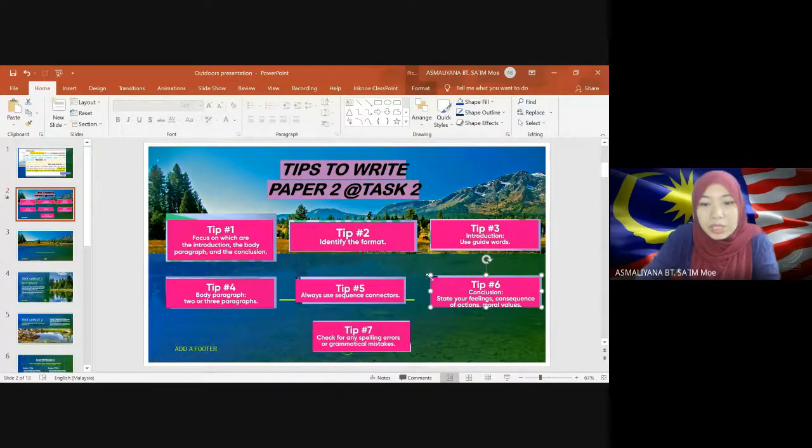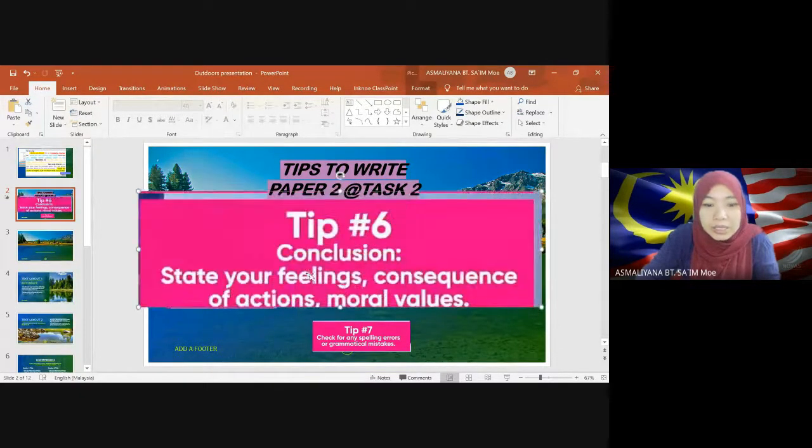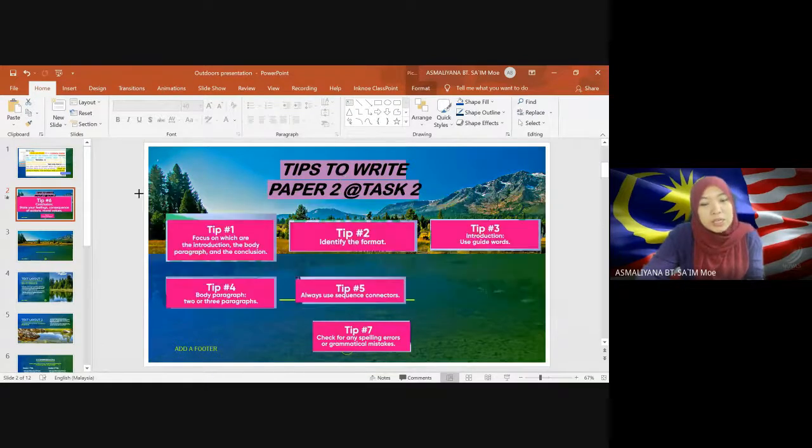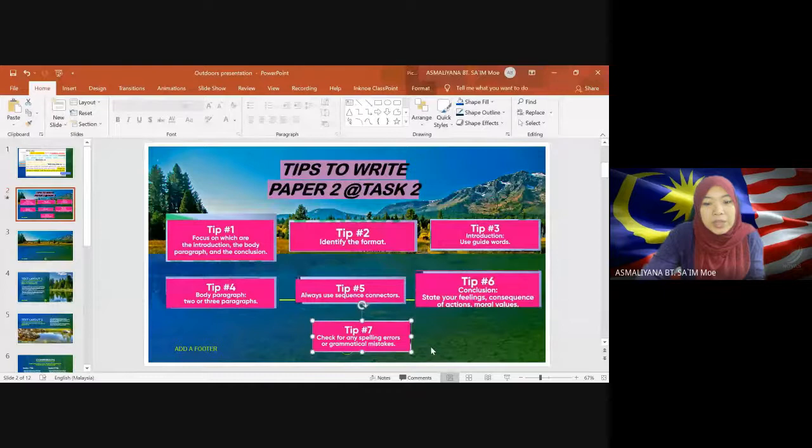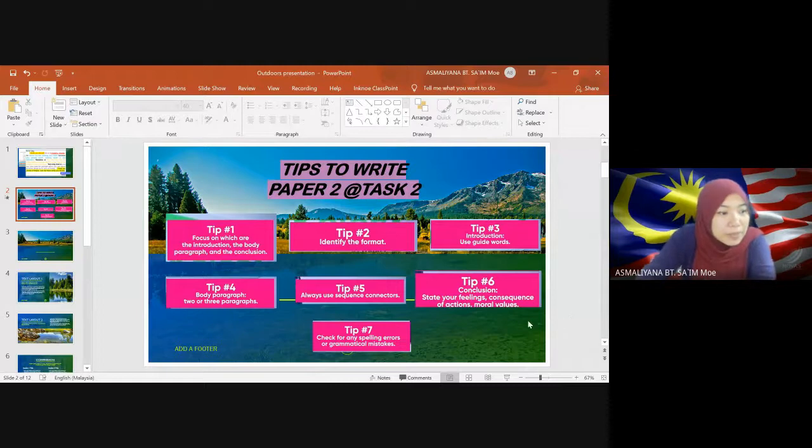Penting. Kalau tak tahu, tak ada idea sangat, this is what you can write in your conclusion. In conclusion, I feel that whatever. Consequences, kesan-kesan ataupun give moral value. Ni penting. Ini you all boleh apply-kan. Alright. Okay, tip 7, check for any spelling errors and grammatical mistakes. Okay, any question? Dah print screen dah? Ada soalan?